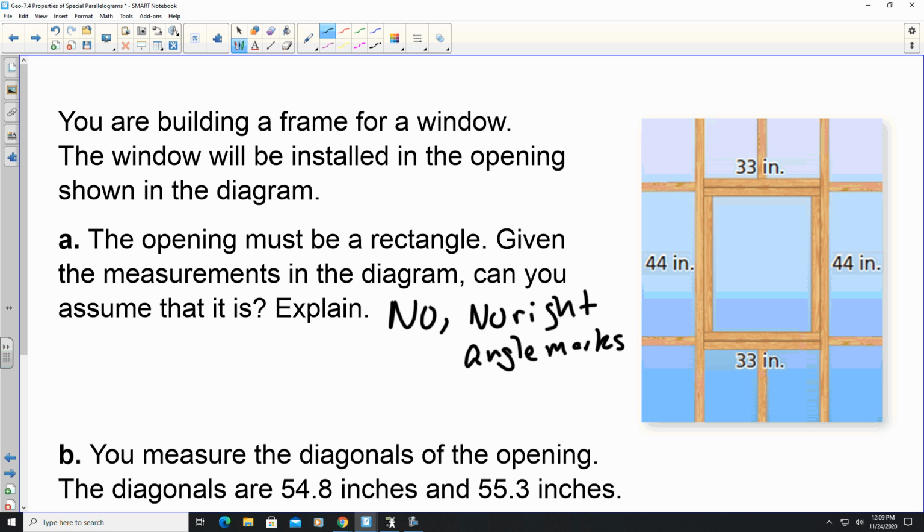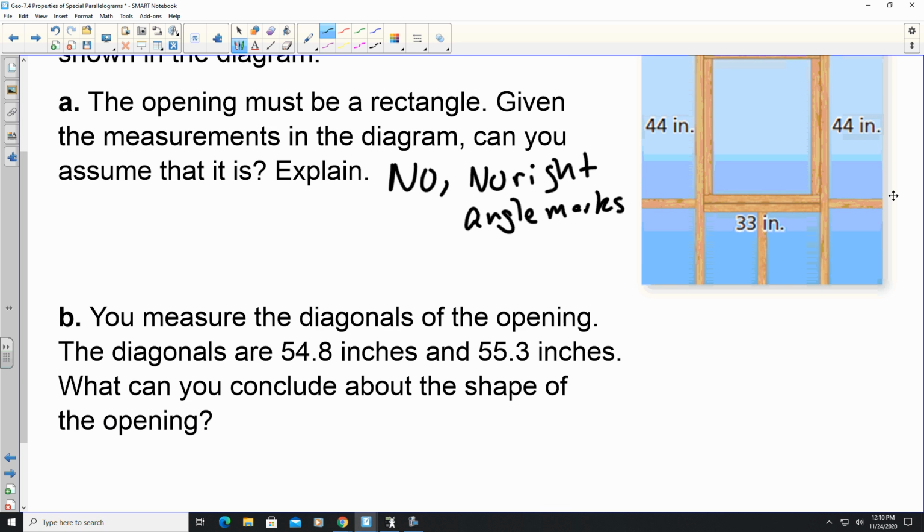So there's no way to assume that they are right angles. Now, maybe not necessarily have any right angle marks, but you could also, if they gave us measurements for the diagonals, and if they happen to be the same, we could go from there, all right? But I think they talk about that in the next question.